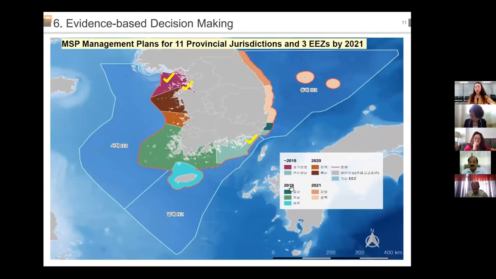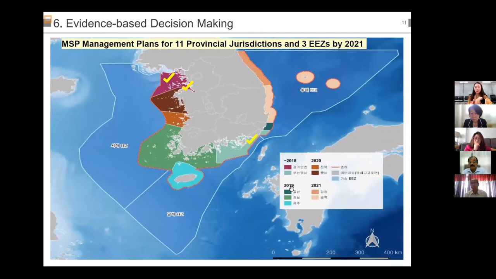So the biggest characteristic or benefit of this MSP is that it is based on facts and data. So we can get a very objective outcome and a very objective classification of the space. So it is evidence-based. The entire policy making and the MSP is all done based on evidence and data.